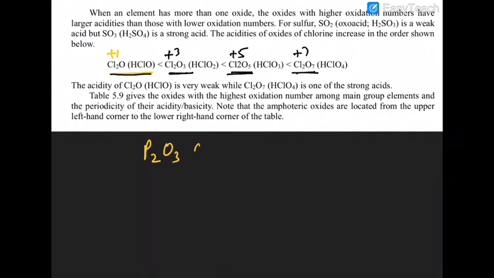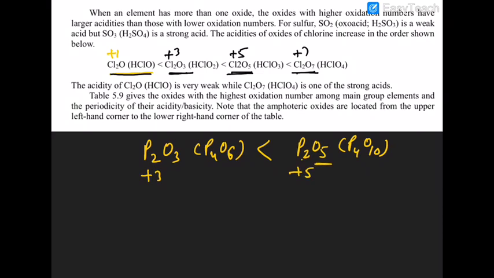Similarly, P2O3, it may be taken as P4O6. Here phosphorus in +3 state is weaker acidic than P2O5, or it is taken as P4O10, that is in +5 state.